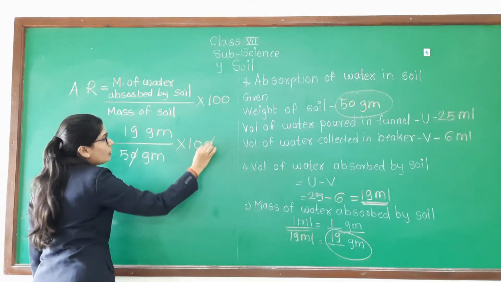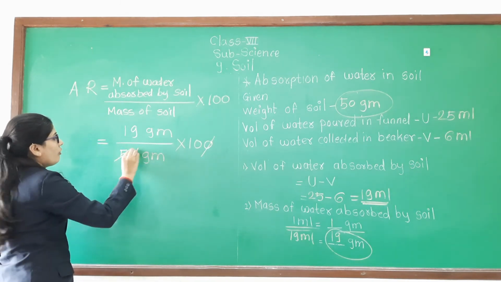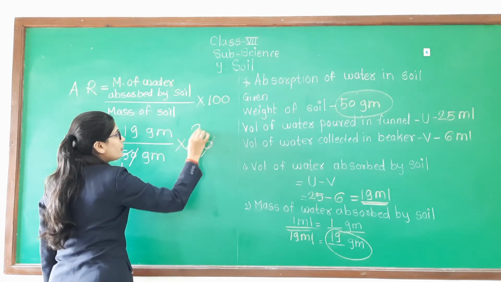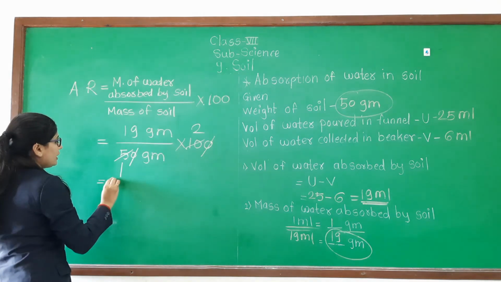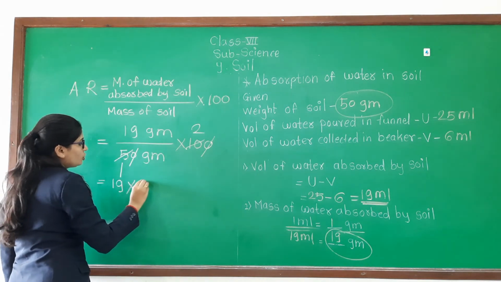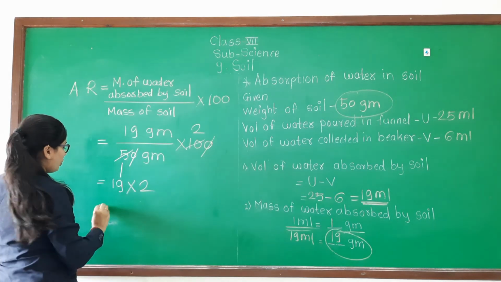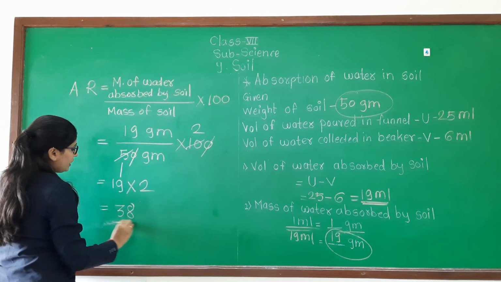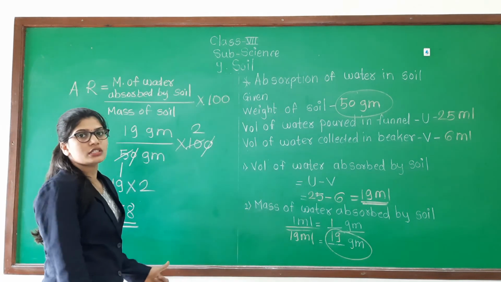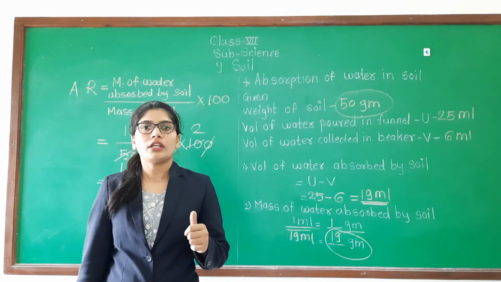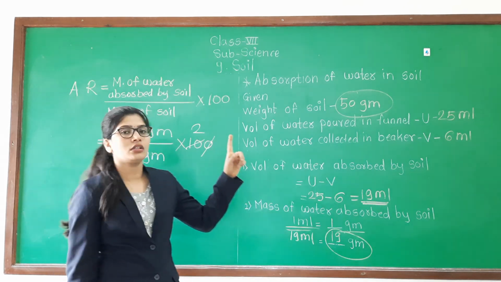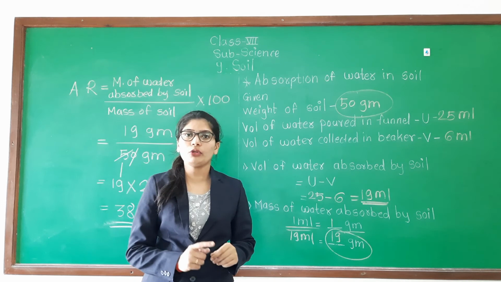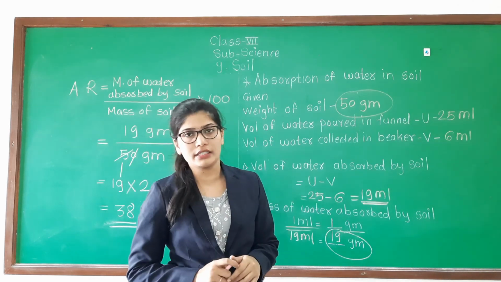Now calculate. First we will cancel out 0 and 0. 5 ones are 5, 5 twos are 10. That is 19 into 2. So what is the answer? 38. So this is your answer, the absorption rate of the clay soil. Same you have to calculate with the sandy soil.